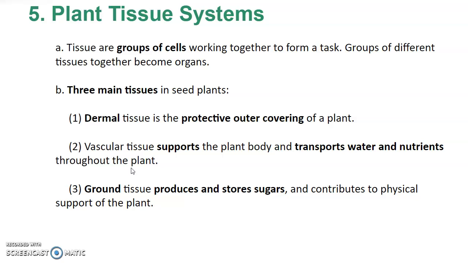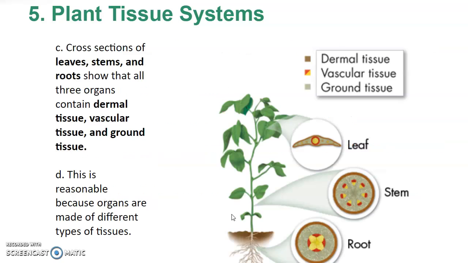So, there are three main kinds of tissues in seed plants, which in other words are plants that have, guess what, seeds. The first is called dermal tissue, and it's the protective outer covering of a plant. The second is called vascular tissue. It helps to support the plant, but one of the big things it does is to transport or move water and nutrients and minerals around the plant. The third kind of tissue is called ground tissue, and it produces and stores sugar and also helps to physically support the plant. So those are three kinds of tissues. Let's explore this a little bit more.